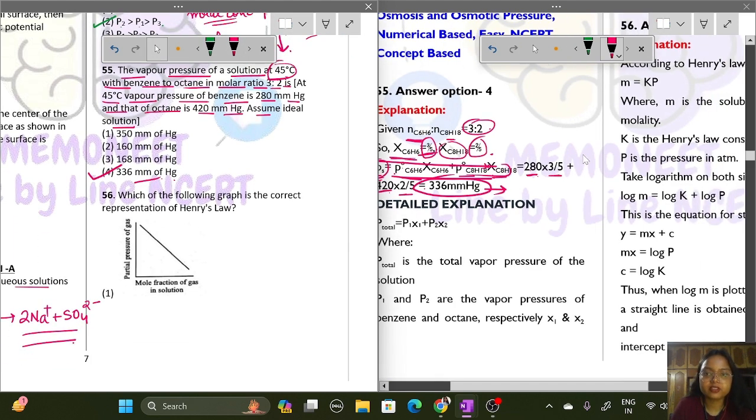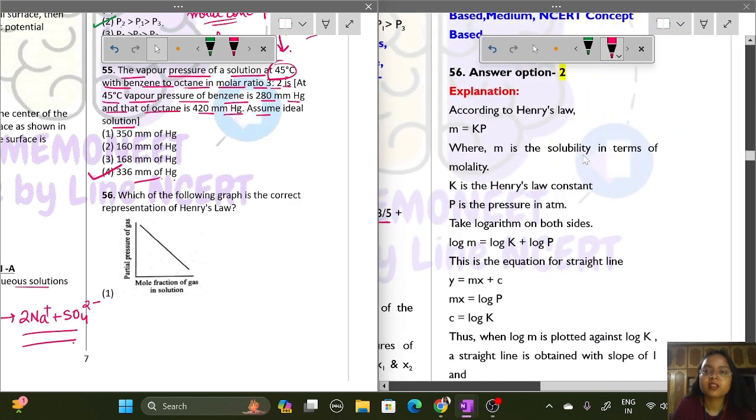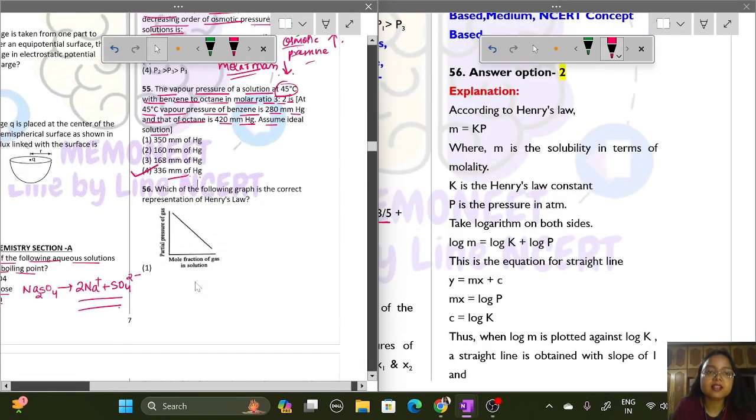Now the next question, question number 56. Which of the following graphs is the correct representation of Henry's law?